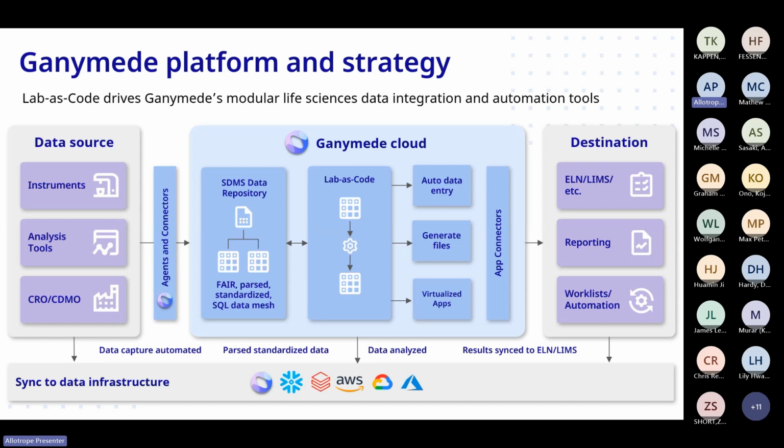So our lab as code system, which I'll talk a little bit about, that's where we've implemented the ASM models and how we compute on this data to take raw data, automate the analysis if we can, break it down into some output statistic or result that actually is going to go into the ELN or LIMS system and then inject it in, or we can create reports or whatever is needed. And then all of this can go into client data infrastructure. So that's a little bit about our platform.